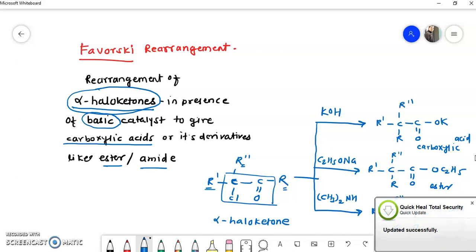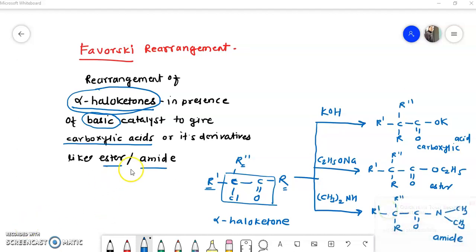When this alpha haloketone is subjected to basic conditions like KOH, C2H5ONa, or an amine base, we get three different kinds of products. If we subject alpha haloketone to KOH, we get the salt of carboxylic acid. With sodium ethoxide, we get ester. With amine, we get amide. So this is the Favorsky rearrangement. Now we will see examples of this rearrangement so that you will understand the reaction further.